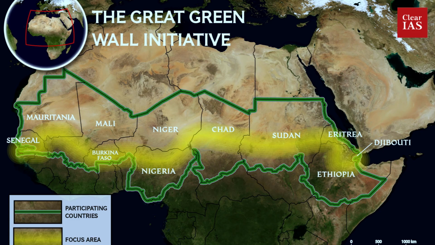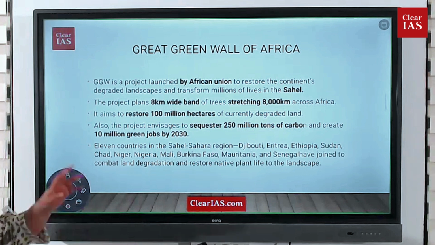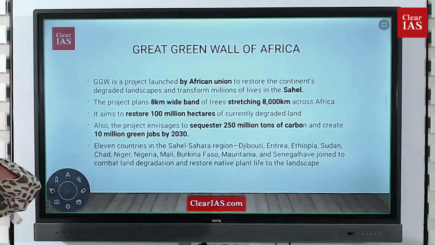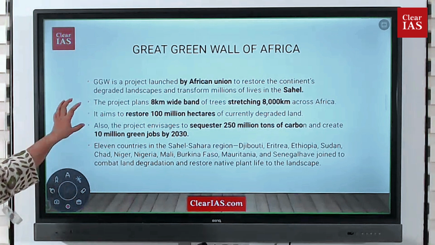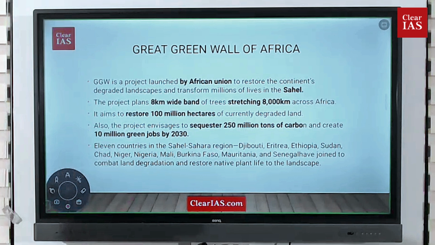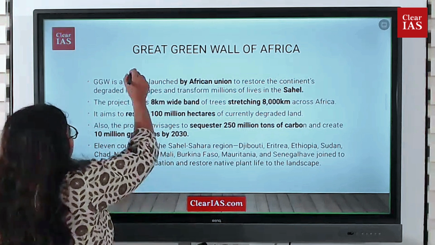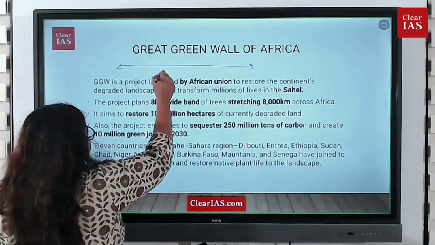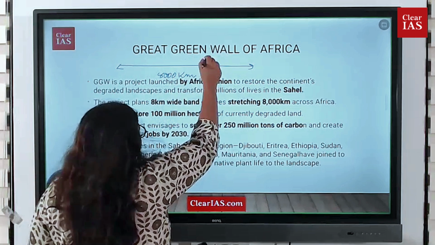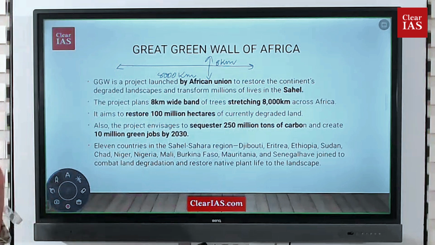Now we'll talk about the Great Green Wall of Africa, GGW. It's a project of the African Union. It is to protect the Sahel region, to restore the landscape or greenery of the continent. They are planning to build an 8-kilometer wide band of trees stretching 8,000 kilometers across Africa. So it will be like this. I can draw it for you. It is like an 8,000-kilometer long, 8-kilometer wide stretch of trees across Africa.